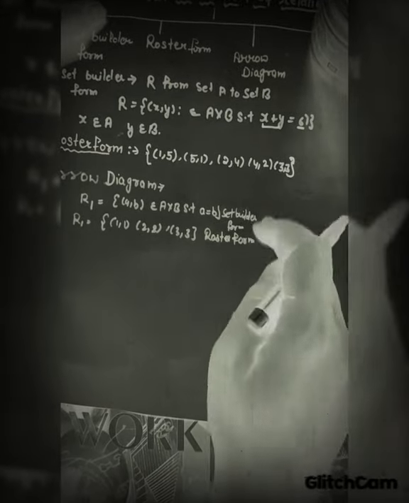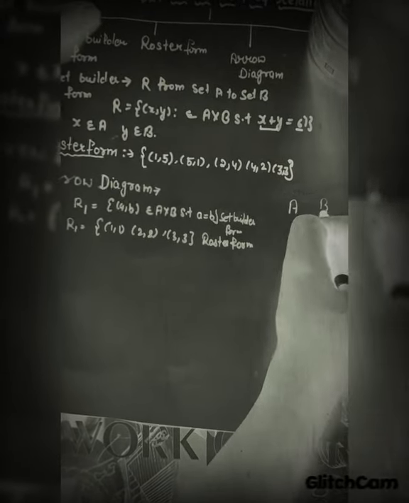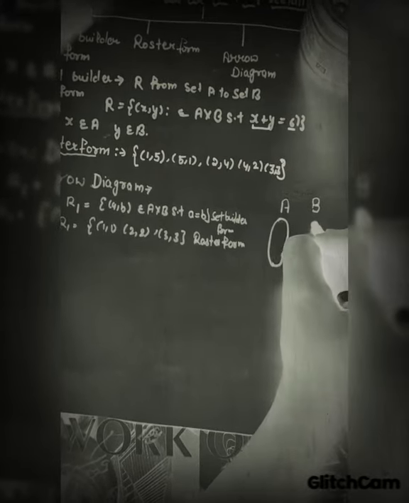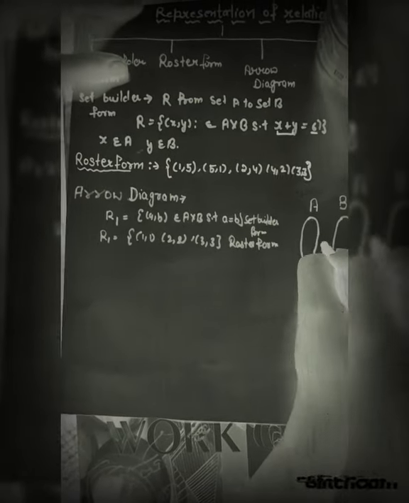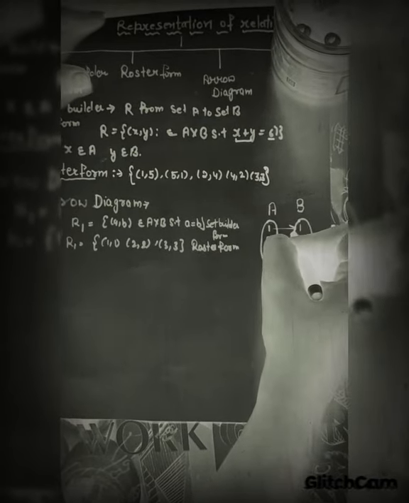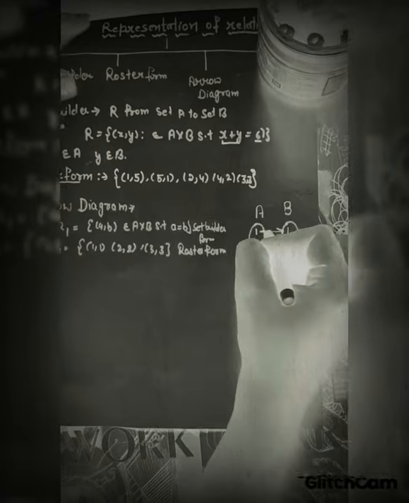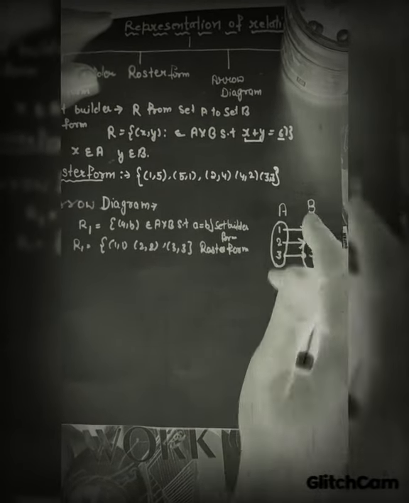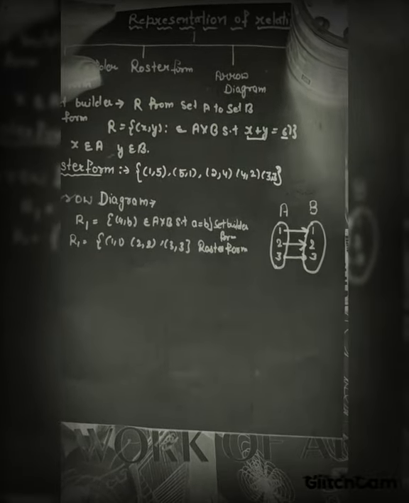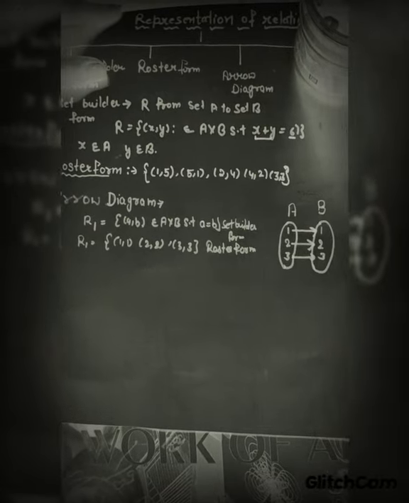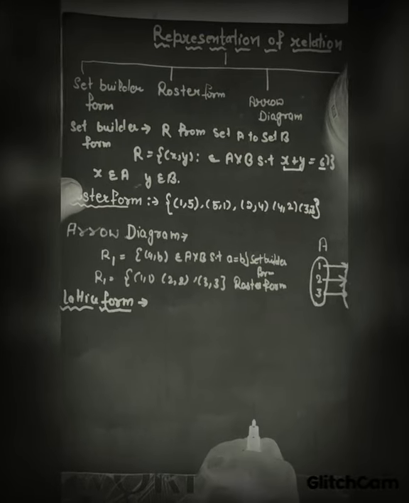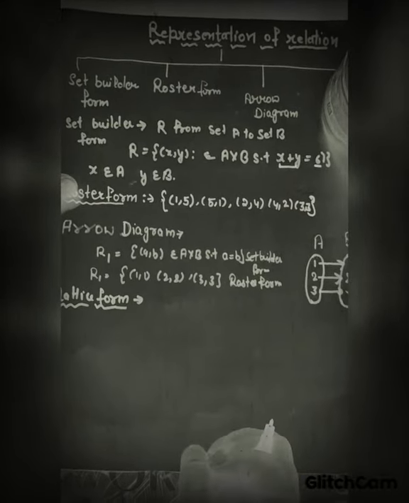And next we represent this data by arrow diagram. This is set A and this is set B. Set A has elements 1, 2, 3 and set B also has 1, 2 and 3. Then this shows the arrow diagram: 1 is related to 1, 2 is related to 2 and 3 is related to 3. And this is the way to represent the relation. And last is the lattice form that we learned in the 8th, 9th and 10th class.